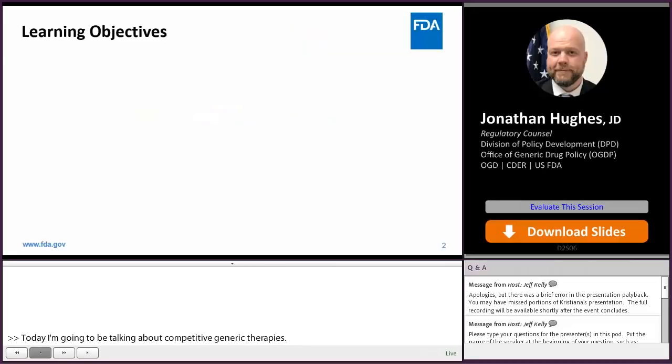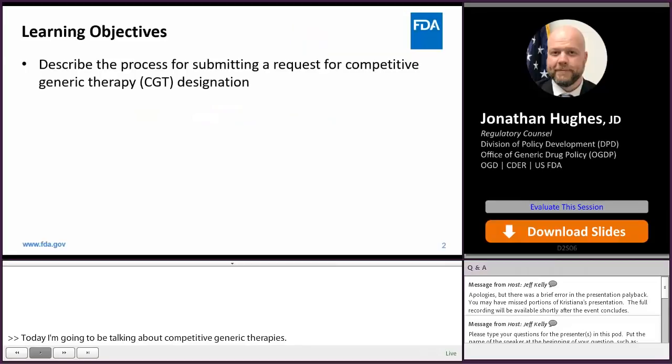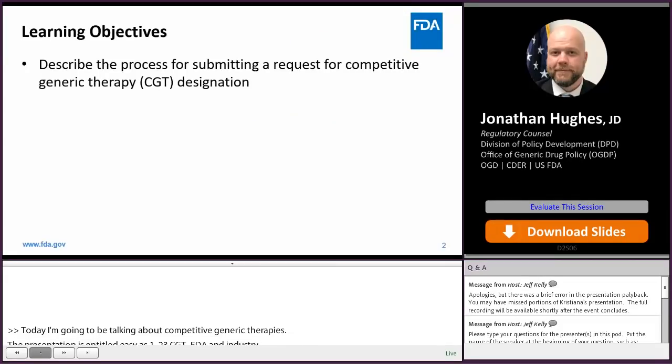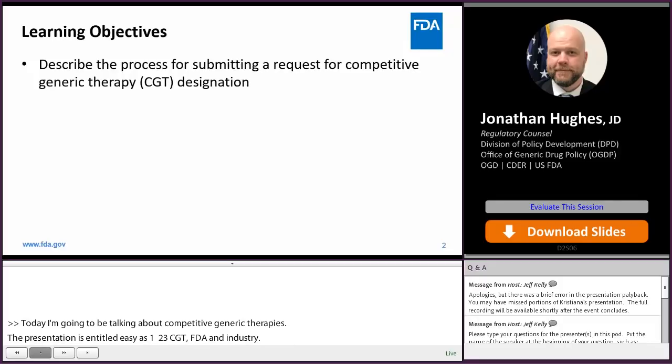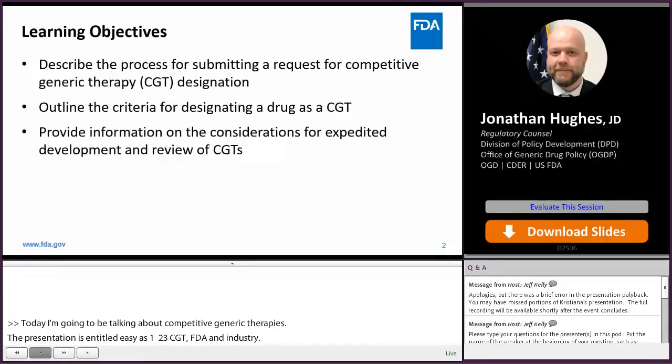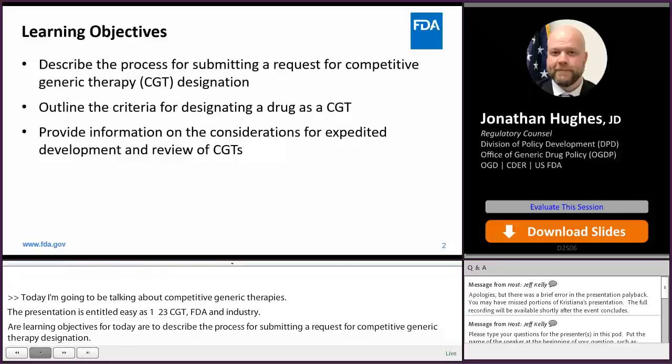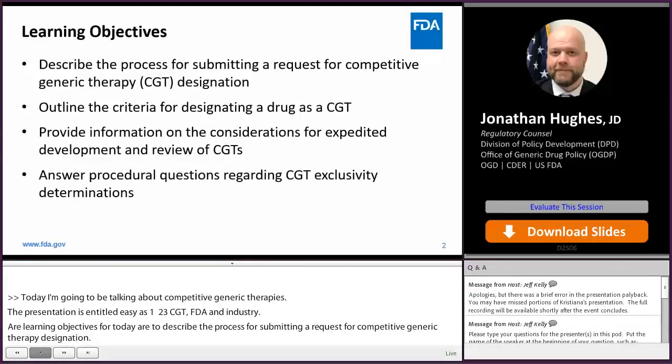Our learning objectives for today are to describe the process for submitting a request for competitive generic therapy designation, to outline the criteria for designating a drug as a CGT, to provide information on the considerations for expedited development and review of CGTs, and to answer procedural questions regarding CGT exclusivity determinations.